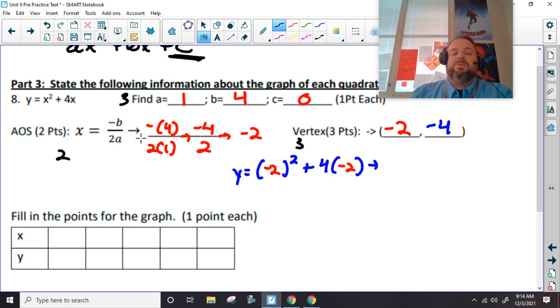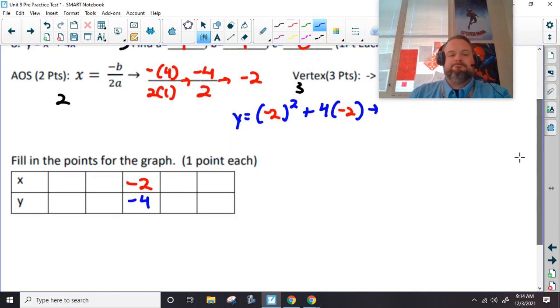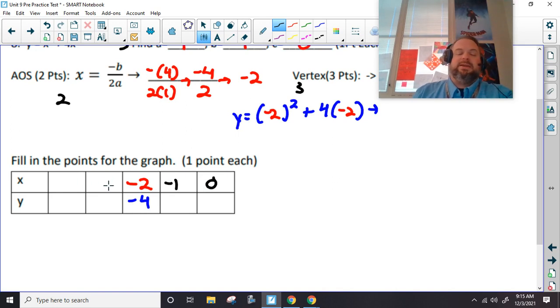All right, so I'm using this line as my fraction bar. So negative times 4 is negative 4. 2 times 1 is 2. Negative 4 divided by 2, negative 2. All right, so remember our vertex goes in the middle. If this is negative 2, what's the numbers to the right? Negative 1 and 0. What about to the left?